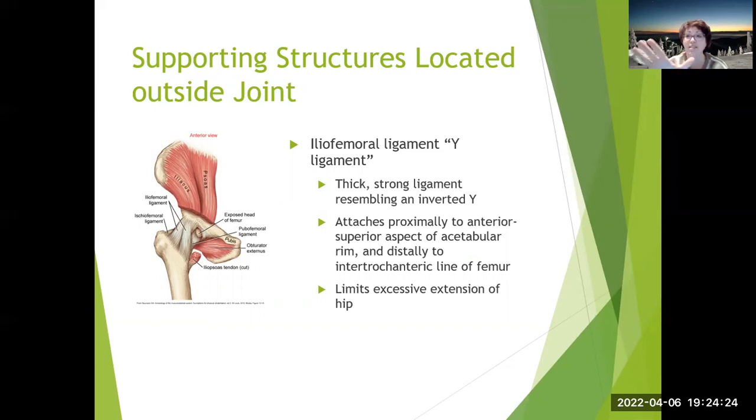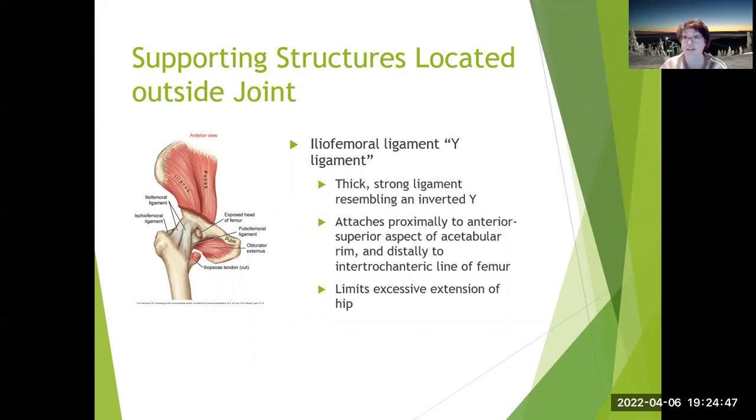And when you look at the line-up of the ligament, you can see that it can limit excessive extension of the hip. So when the ligament is on slack, when your hip is flexed, when your hip goes into extension, the ligament goes on stretch. And so ligaments are pretty firm. They don't have very much stretch to them. So it limits excessive extension of the hip.